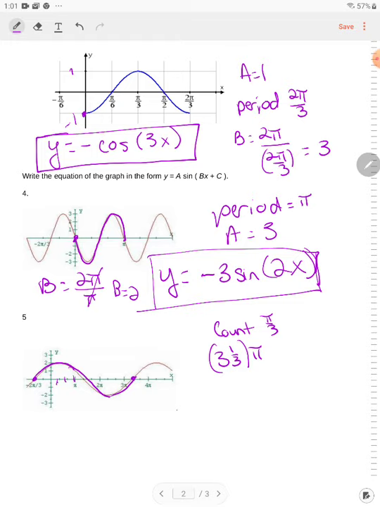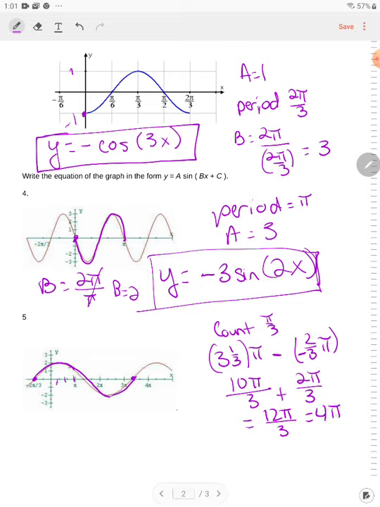3 plus pi over 3. And your initial count there is negative 2 pi over 3. So we're going to take 3 1/3 pi minus negative 2 over 3 pi. We get 3 times 3 is 9, 10 pi over 3, plus 2 pi over 3, giving us 12 pi over 3, or 4 pi. So our period is x2 minus x1, the distance between your x values. So my b is 2 pi over 4 pi, which is 1/2.